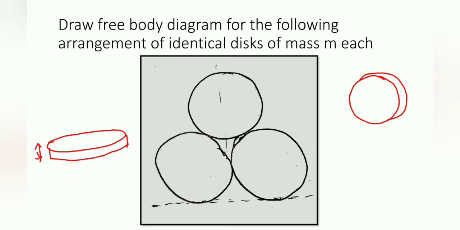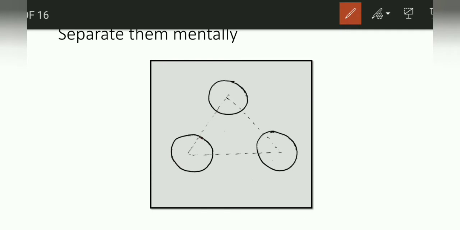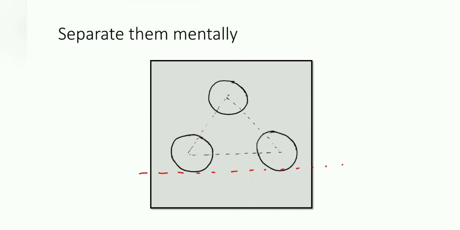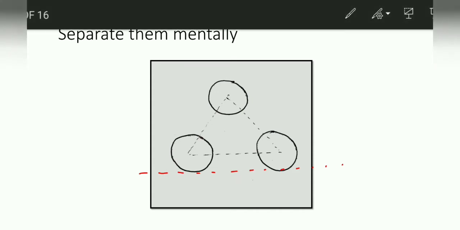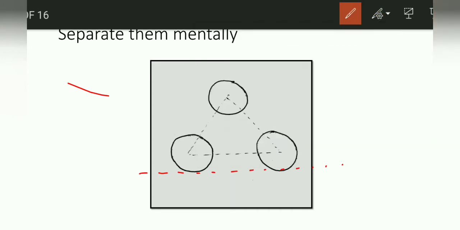Now what we have to do is separate them mentally. These three are identical, they are kept like that, and the ground I have shown. Now we will separate them mentally, and also show the ground in dotted lines. Now we have separated them mentally but not physically. Now we will be analyzing the forces. Let's start with this one. This is 1, this is 2, and this is 3.